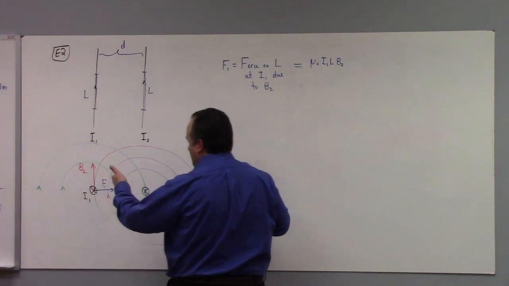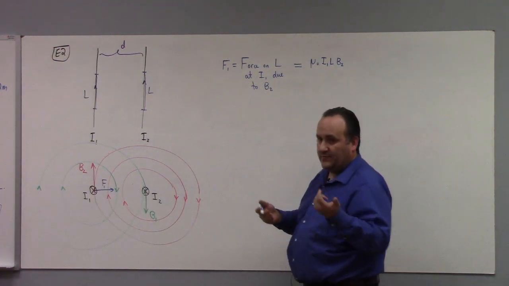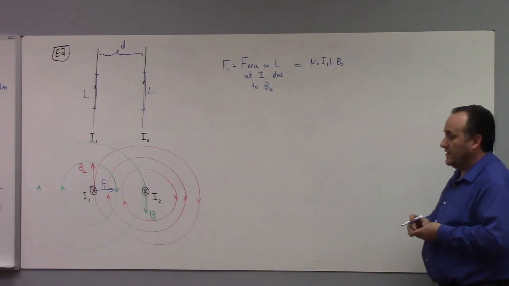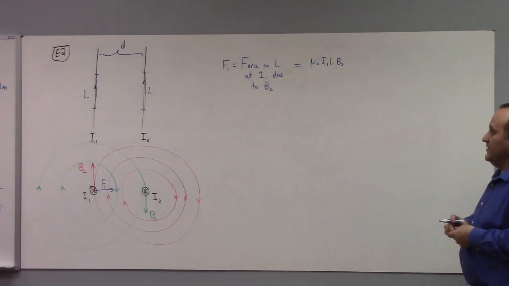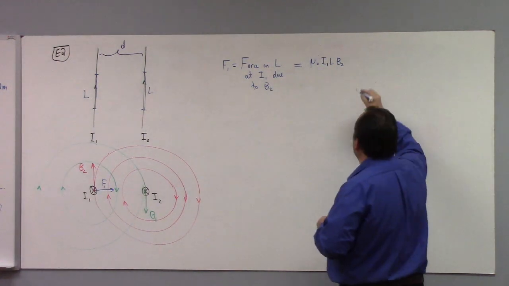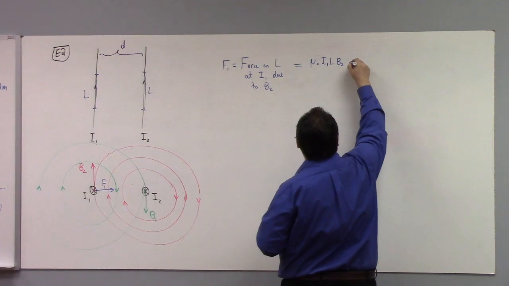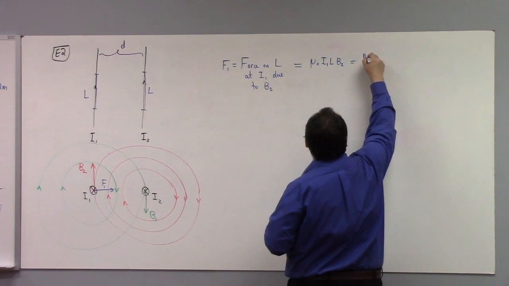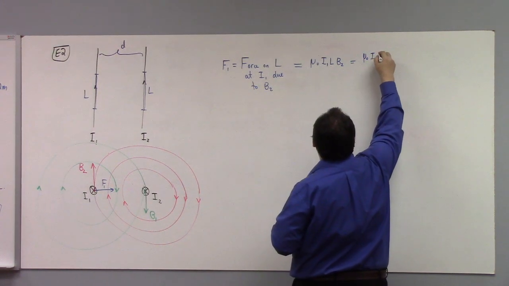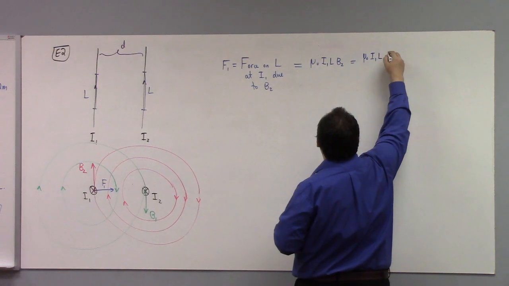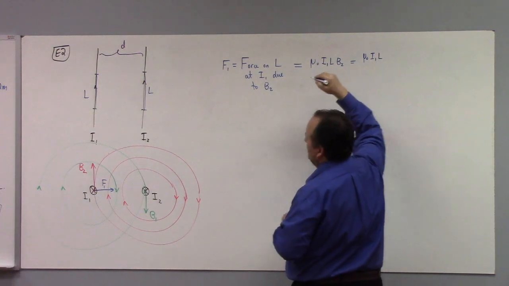Since the magnetic field and the current are perpendicular, we just take the product of the magnitudes to get the magnitude of the cross product. But now what's that equal to? See, that's the thing we couldn't do before, but now we can do. So we've got mu naught I1 L. What's B2?